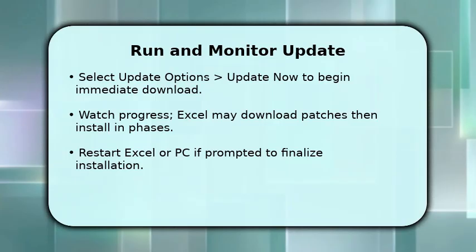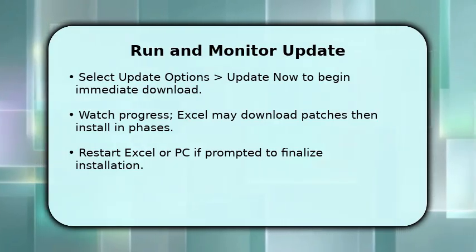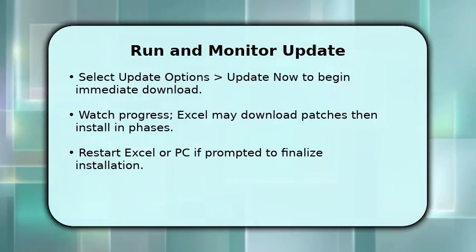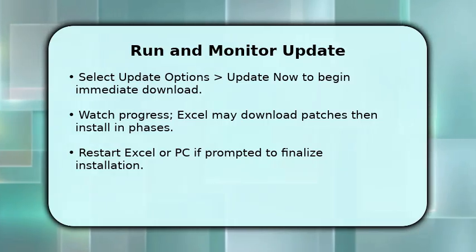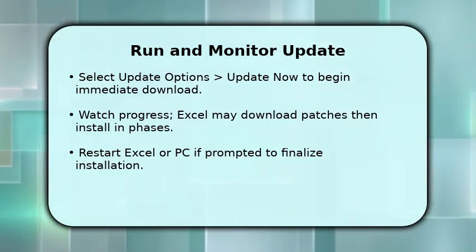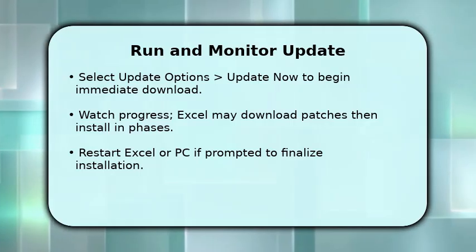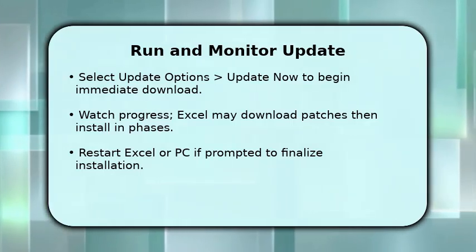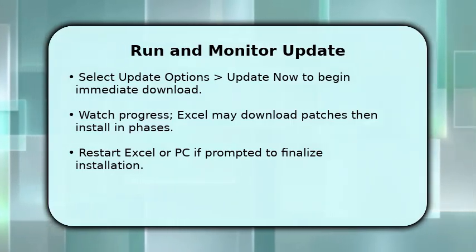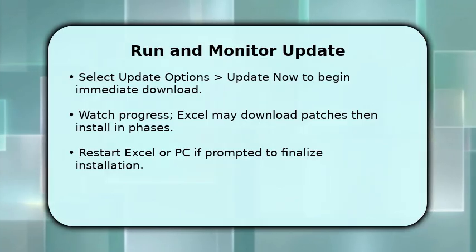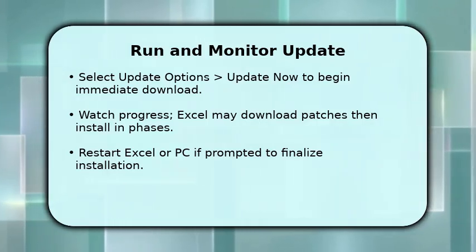Click Update Options and choose Update Now to trigger download and installation. The updater often downloads multiple patches, then applies them in sequence. Monitoring progress prevents interrupting the process. If prompted, allow Excel to close or save remaining files. Some updates require a restart of the app or the PC to complete file replacements.